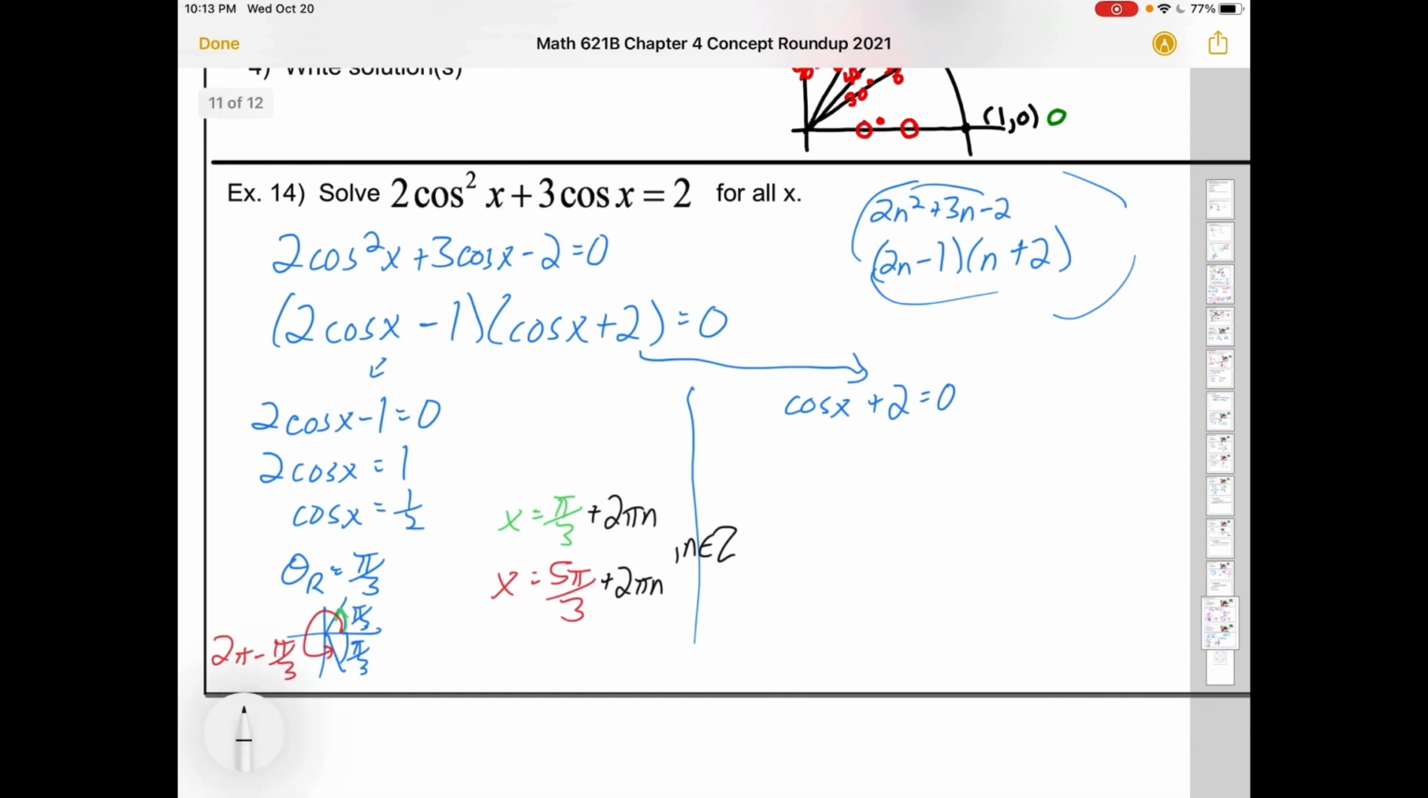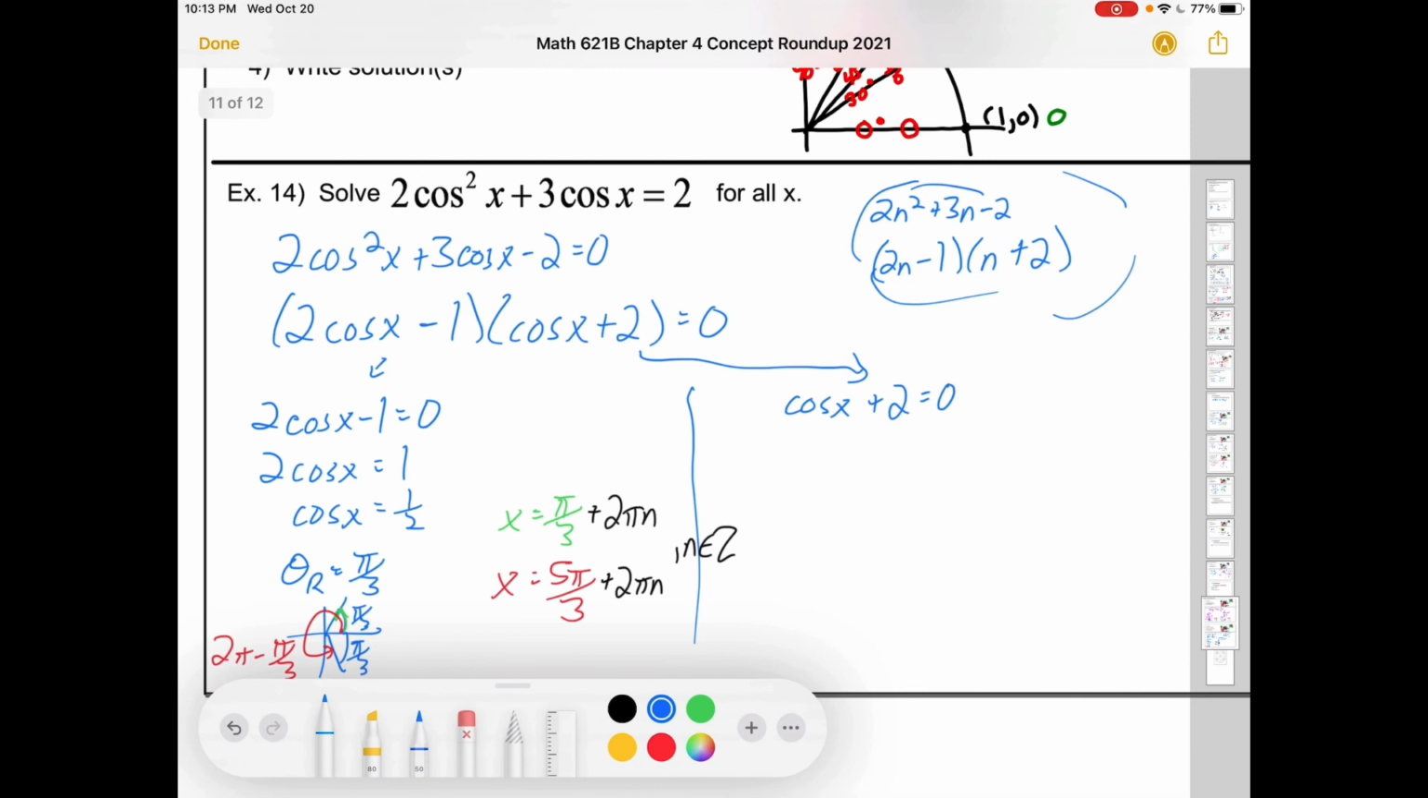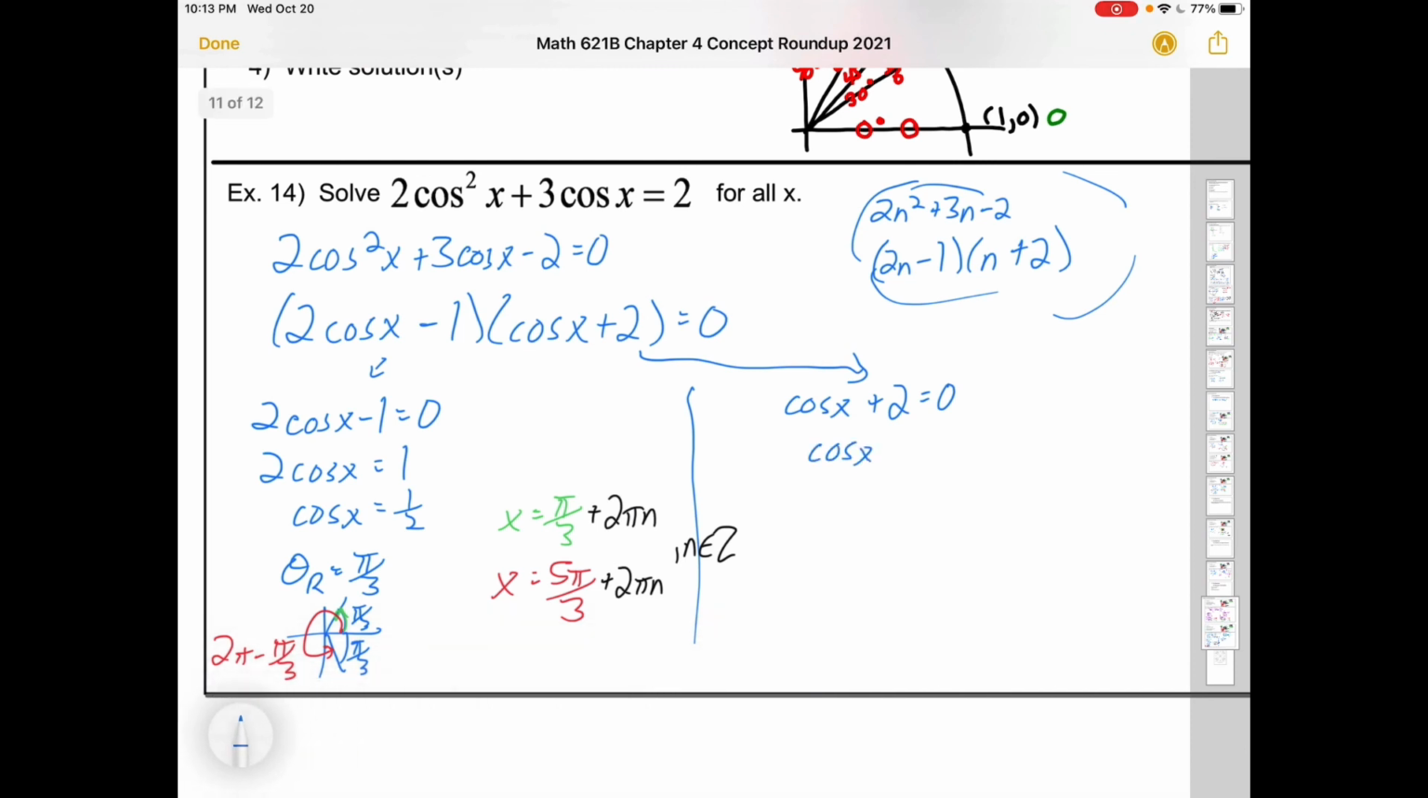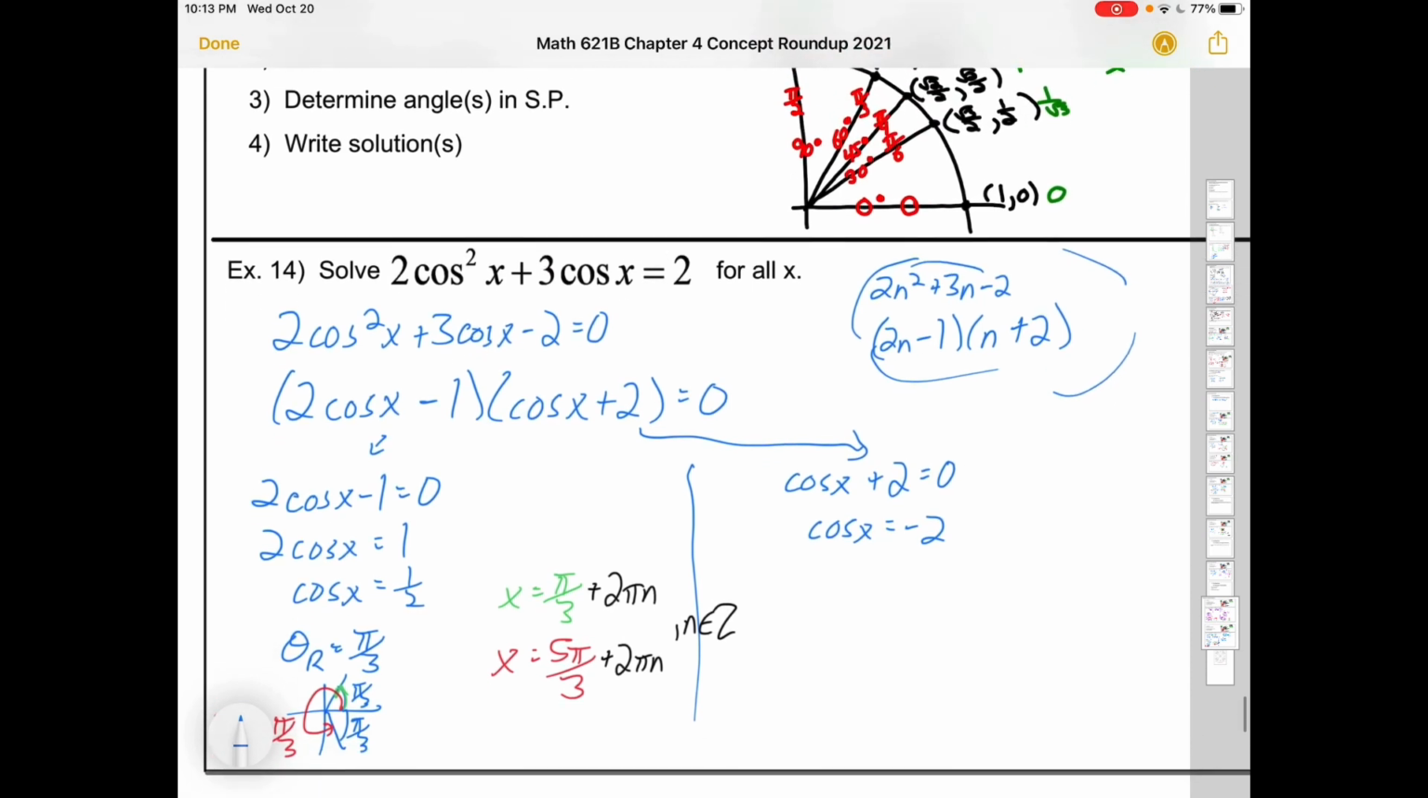All right, we've got to go to the other side. We've got to do cos x plus 2 equals 0. So that's cos x equals negative 2. And so that's clearly not going to be on the circle. And so you might be inclined to go theta ref is the inverse cosine of 2. And if you do that in your calculator, it will say error.